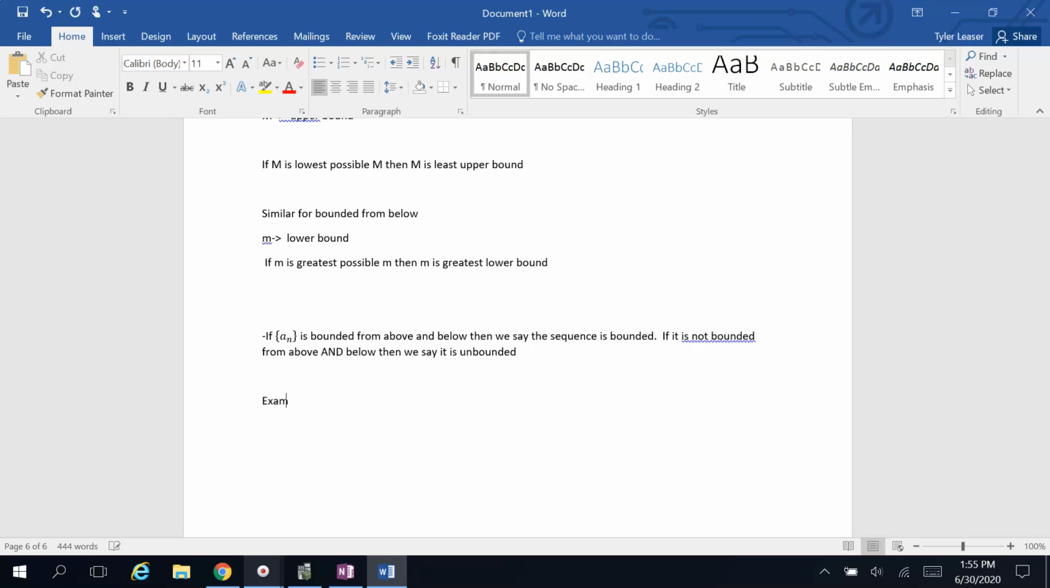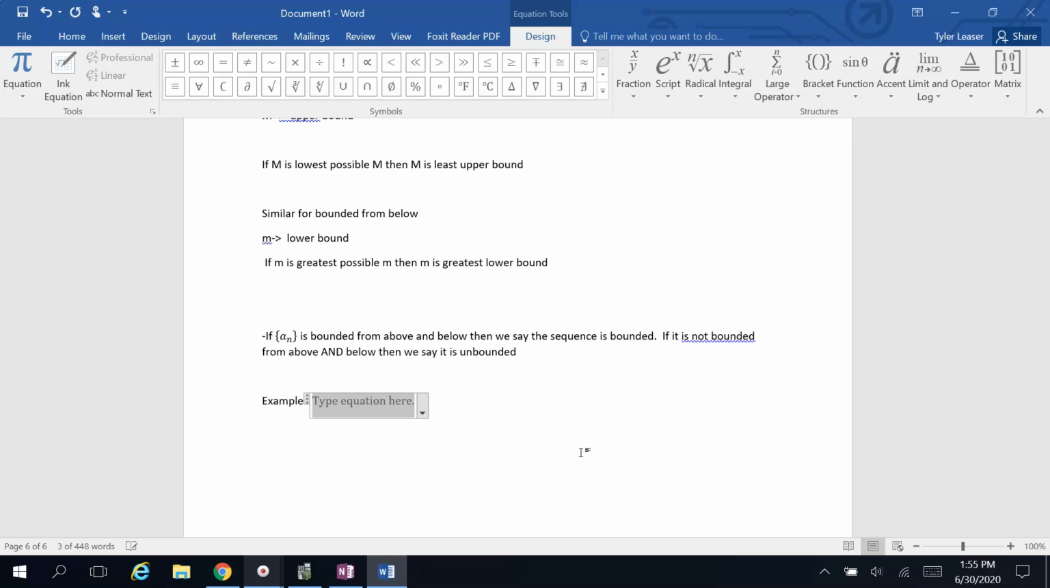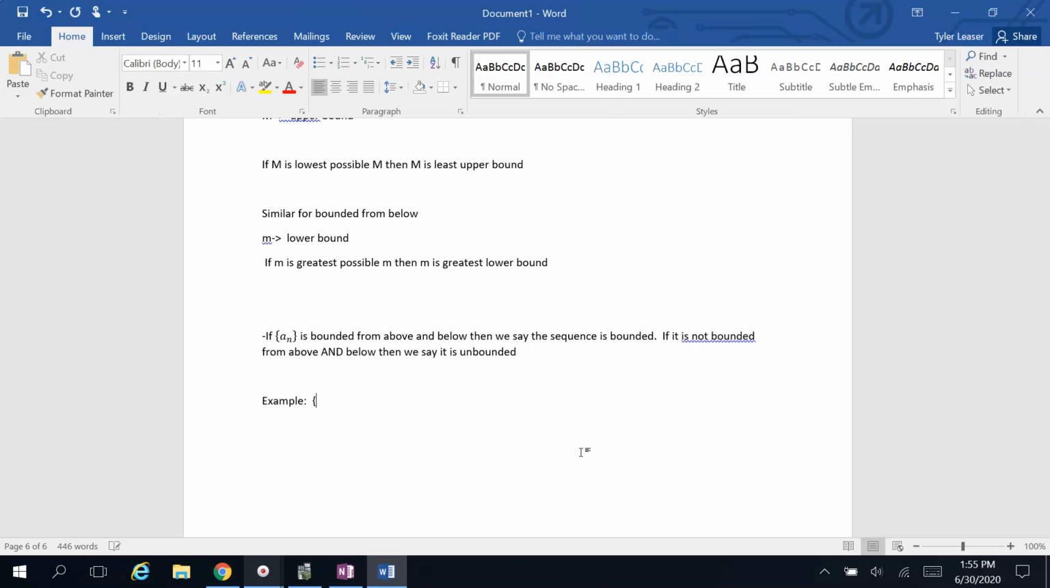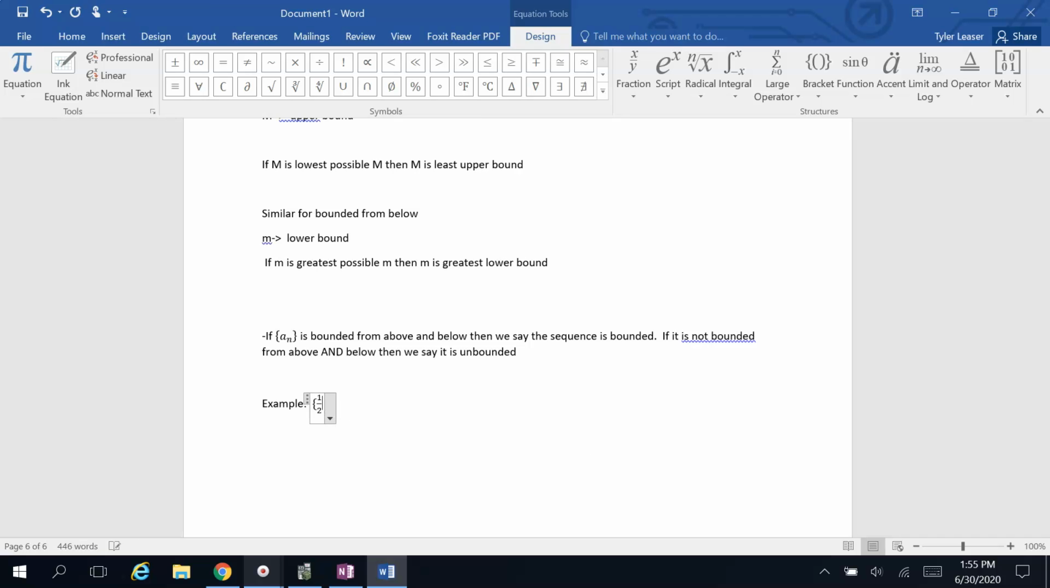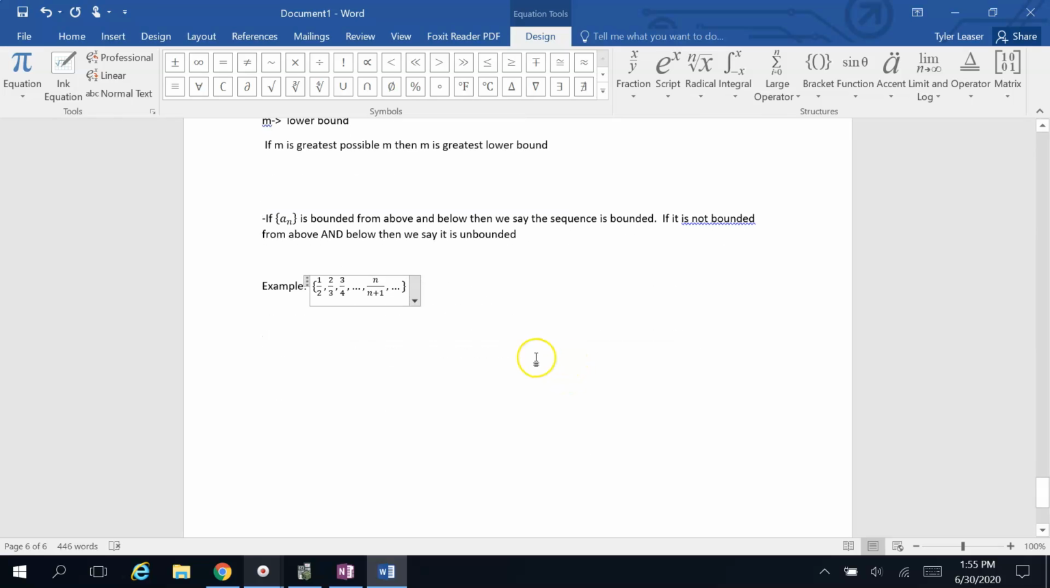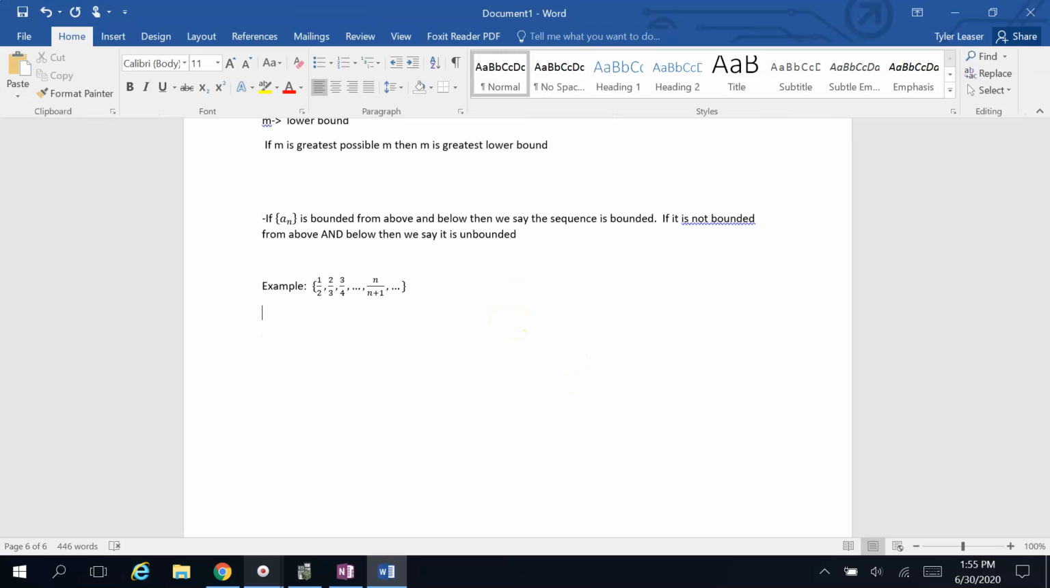Just for a really goofy example of finding these least upper bounds and greatest lower bounds, let's look at the sequence values 1/2, the next one 2/3, the next one 3/4, and so on and so forth. We can define this as the sequence n over n plus 1. Okay, great. So let's try to find the greatest lower bound, least upper bound. I always get the wording confused.